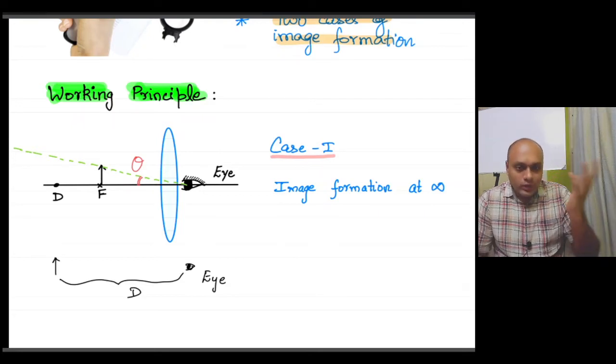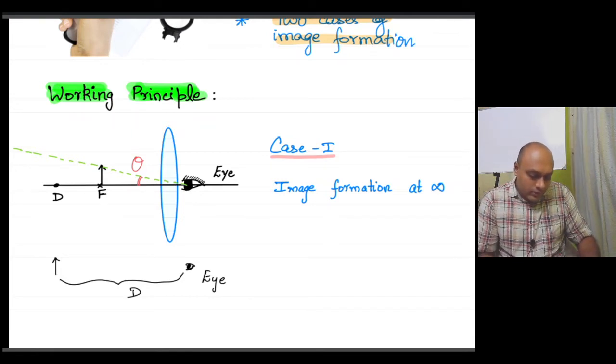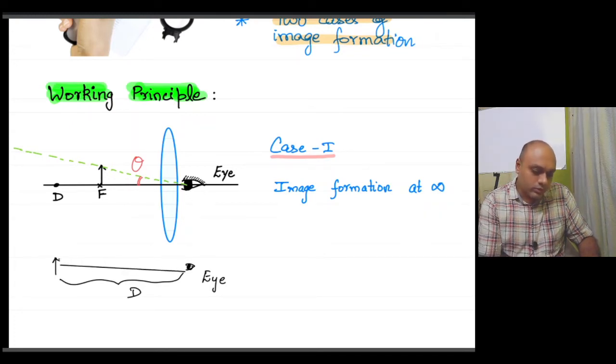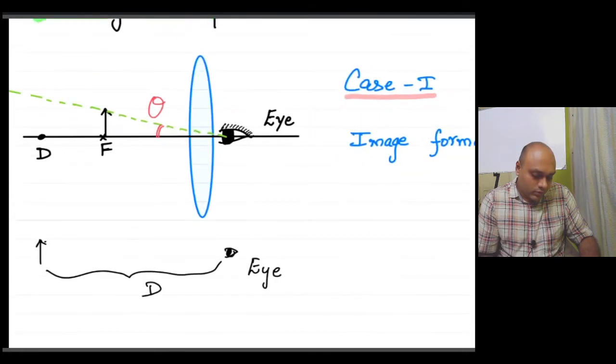So when you don't have the lens, the object is directly placed at D. In this case, let's say at the eye, this object subtends some angle at the eye.